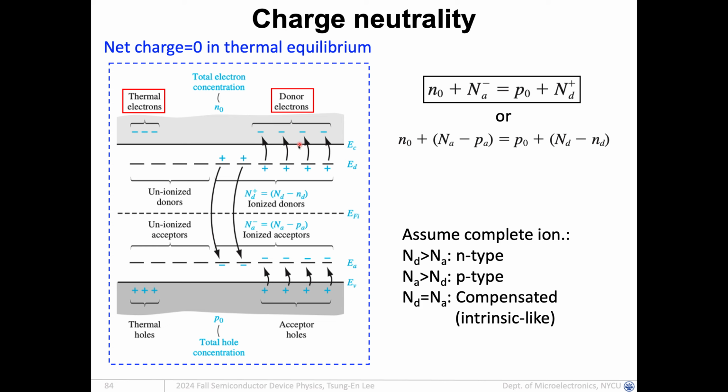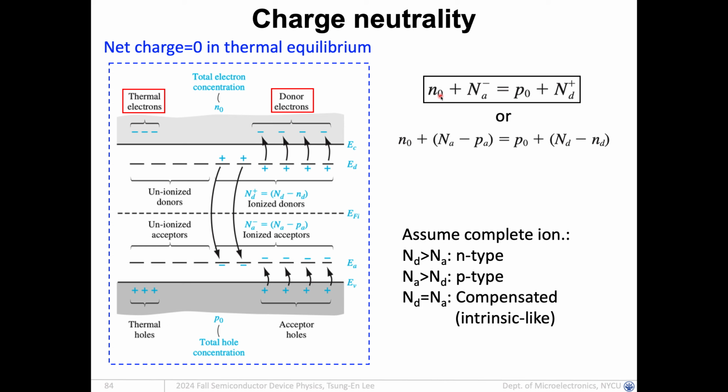And if there is a donor in the semiconductor, then it will create donor electrons and also the ionized phosphorus here. And if we have acceptor holes, then we will have the ionized boron here. However, no matter if it's a donor or acceptor, ideally in thermal equilibrium the net charge should be 0. Okay, and let's see how many positive and negative charges we have.